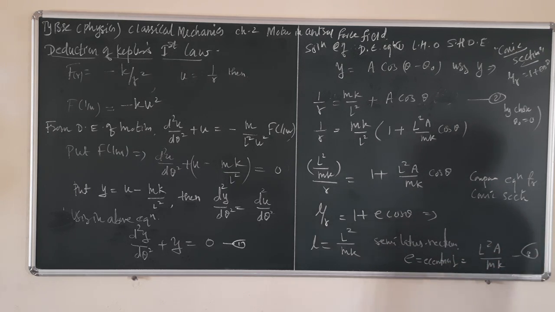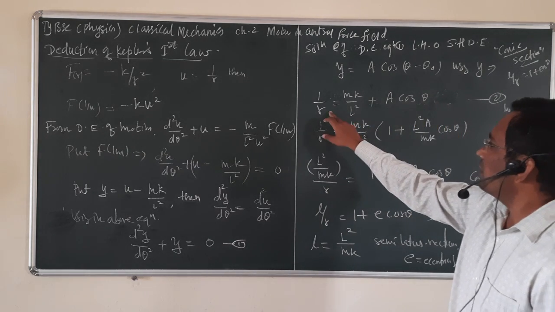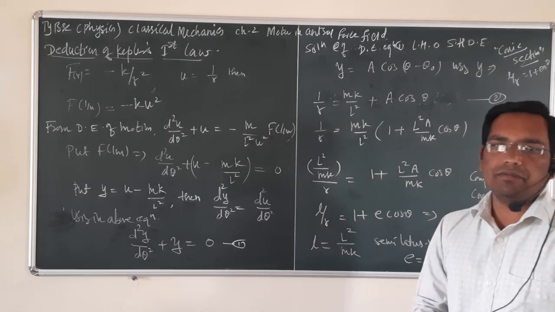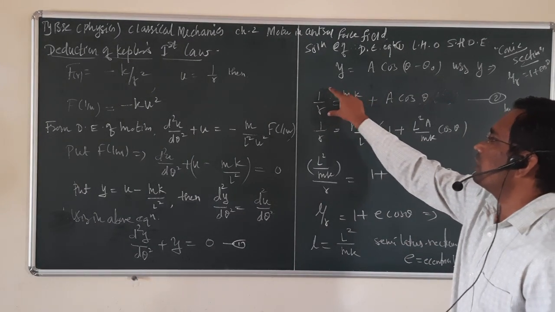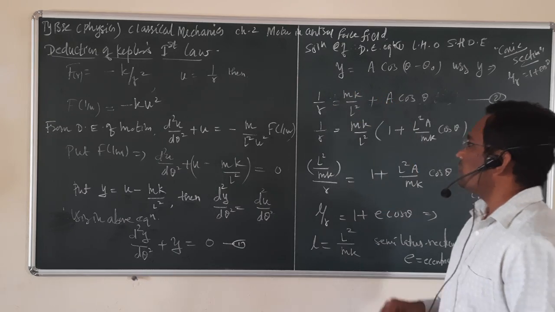Now, A is constant. We know that different orbits of conic sections depend on the value of eccentricity. For example, if E is equal to 0, then that conic section is a circle. So for that, we need the value of A. So A is what? Constant. We have to find out that constant. To find it out, we use the fact that from equation 2, if we choose the value of cos theta as minimum and maximum, we will get two solutions of this 1 upon r equation.